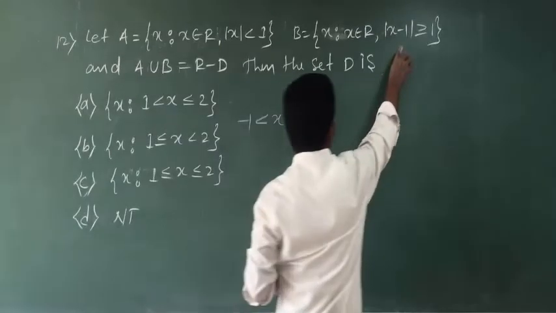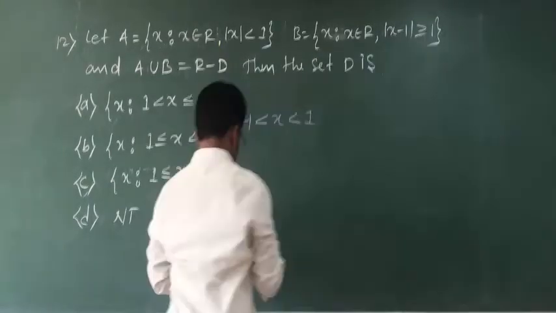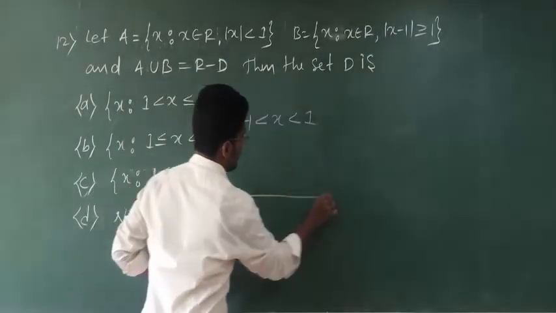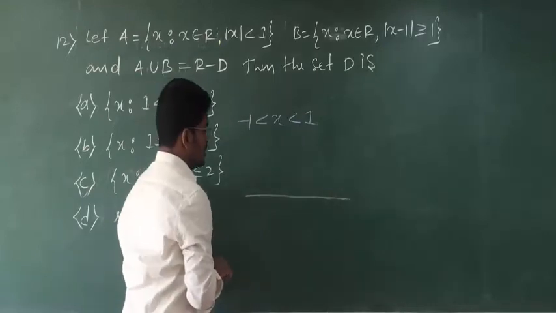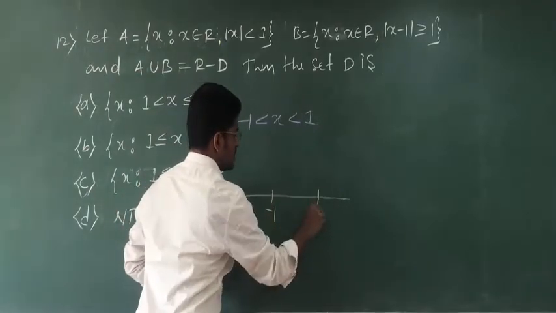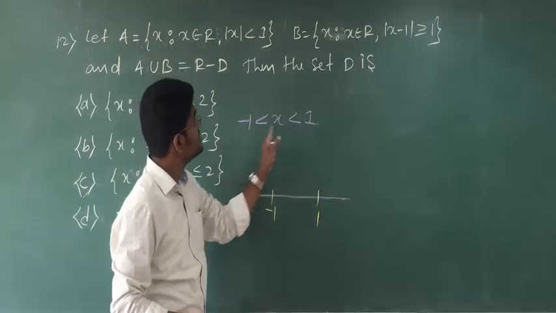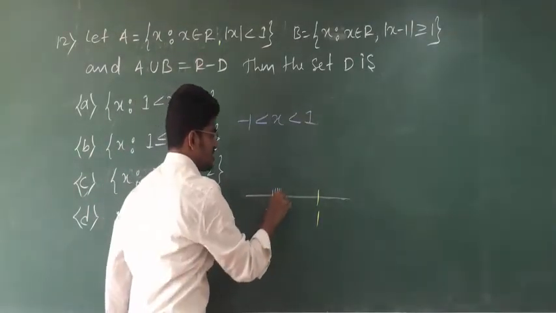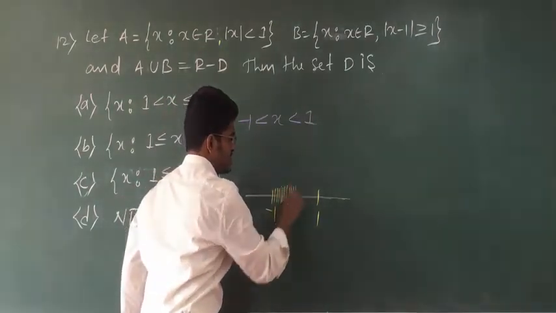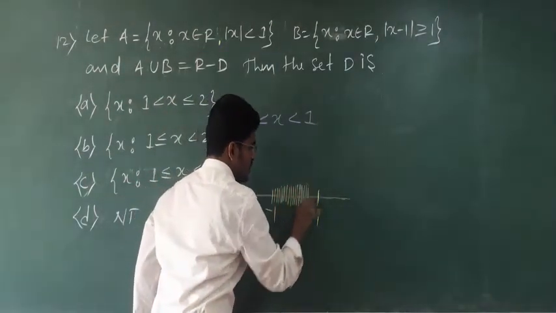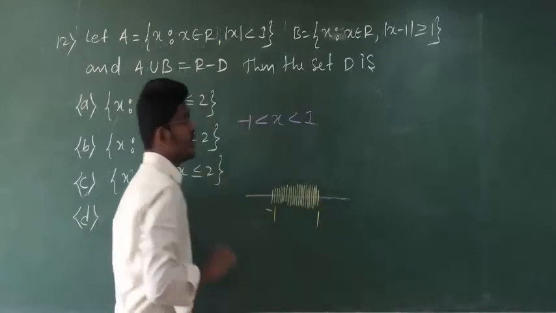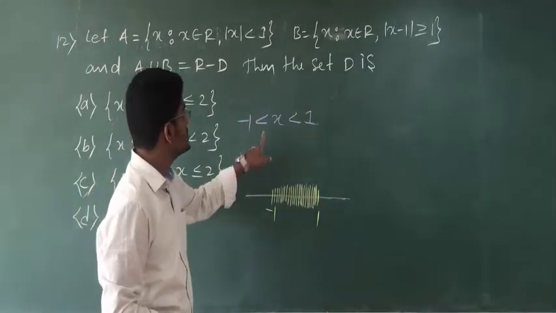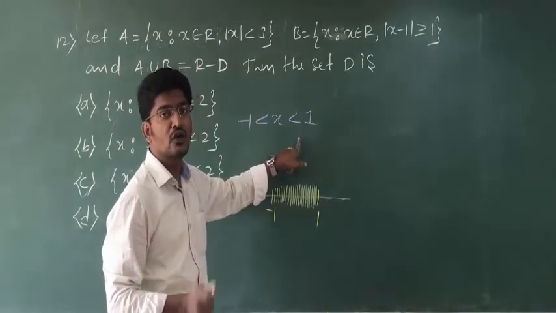In the same way, what is the meaning of this? I will draw a number line. See, this is minus 1, this is plus 1. X is in between minus 1 to plus 1. This is your x. Minus 1 and plus 1 are not included because this is an open interval, not a closed interval.